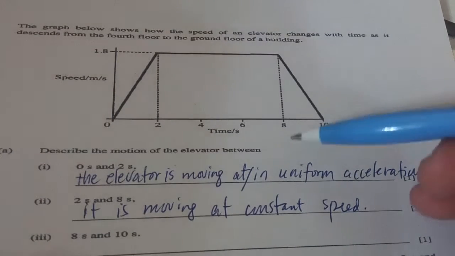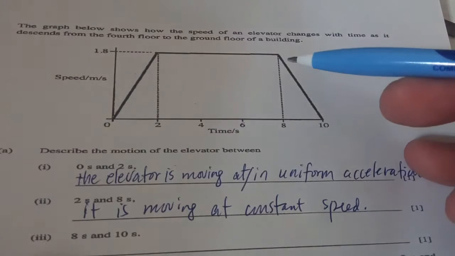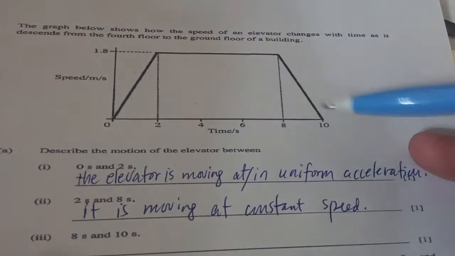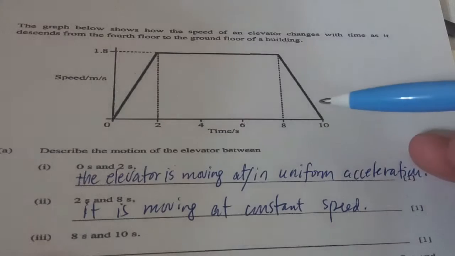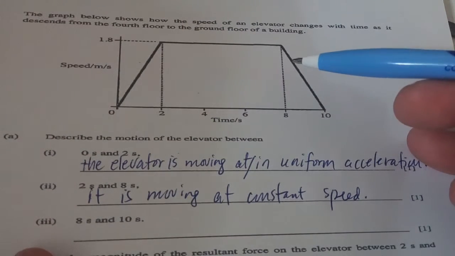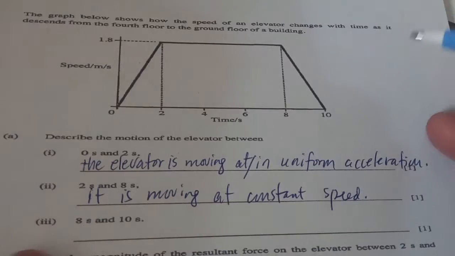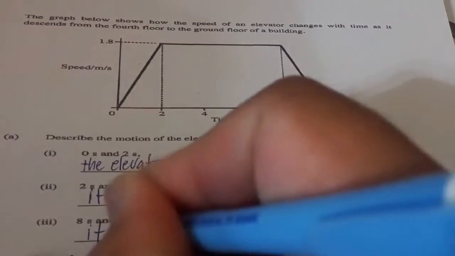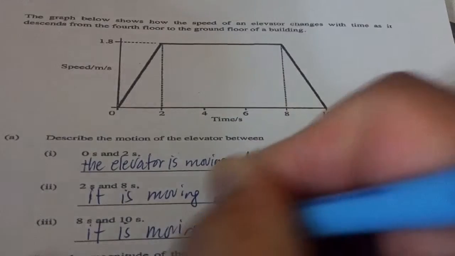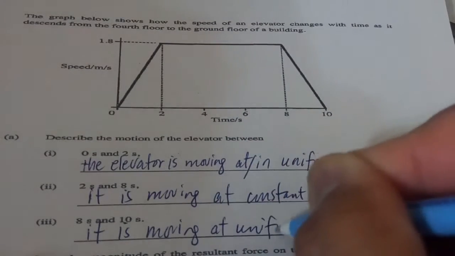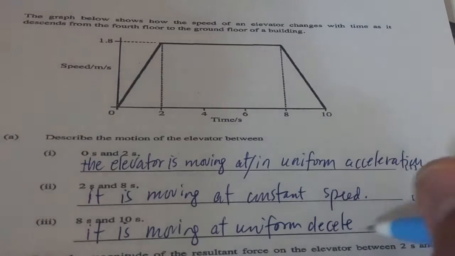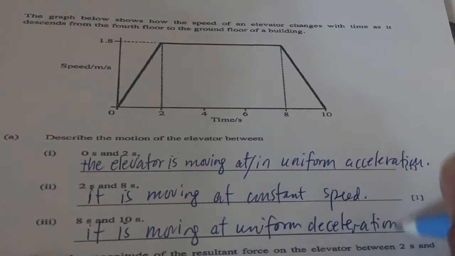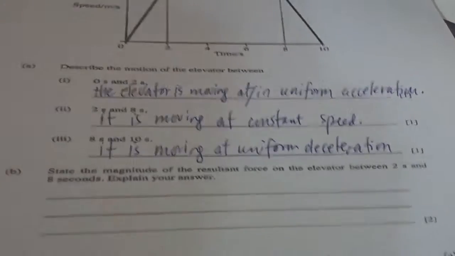However, between 8 to 10 seconds, the elevator is in decreasing speed. Since the line is diagonal, representing uniform change, the elevator is moving at uniform deceleration, or decelerating uniformly.